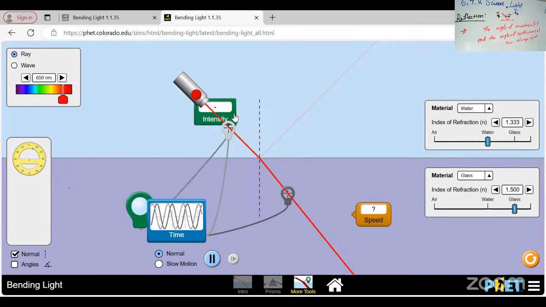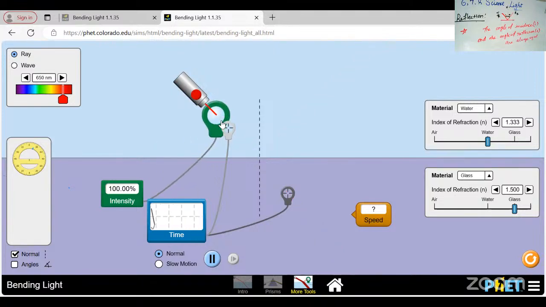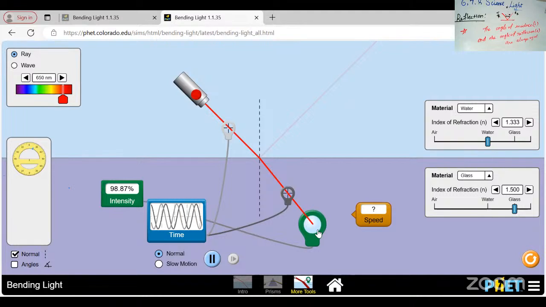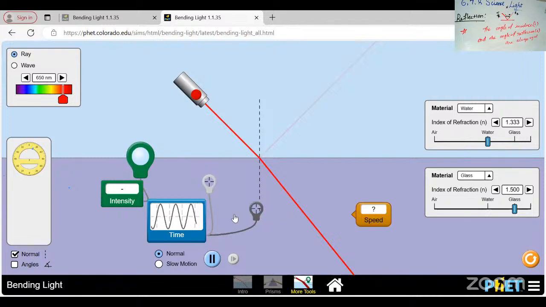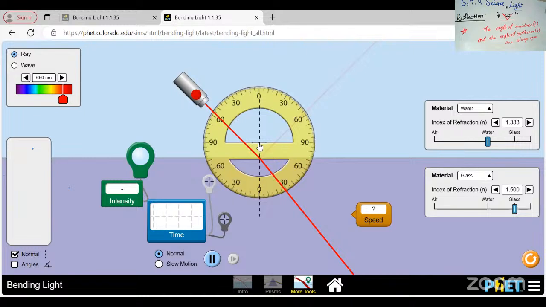And then the intensity is also identified. Here the intensity of the incident ray is always 100, and in the glass medium it is 98.87, and then the reflected ray is just 1.13. So with the help of these properties, we learn how the intensity is calculated, how the time is calculated, and how the speed is calculated. Now I'm going to show the angle of incidence.